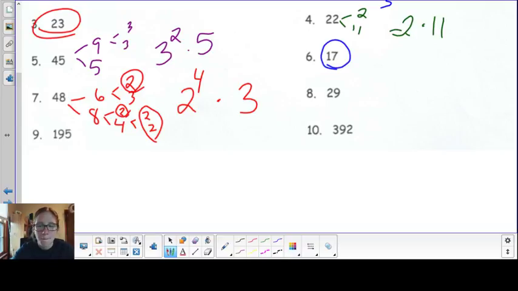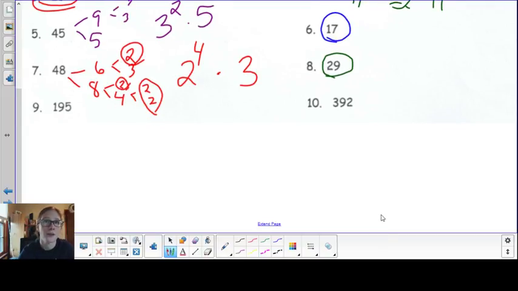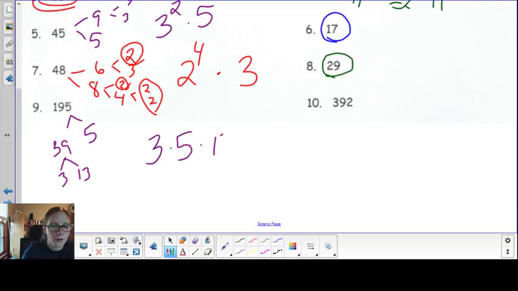Number 29 is prime. Okay, 195. Well, we know we at least have 5, right? And what? 195 divided by 5 is what? 39. And we actually had 39 in our notes, and that was 3 and 13. So that's 3 times 5 times 13.